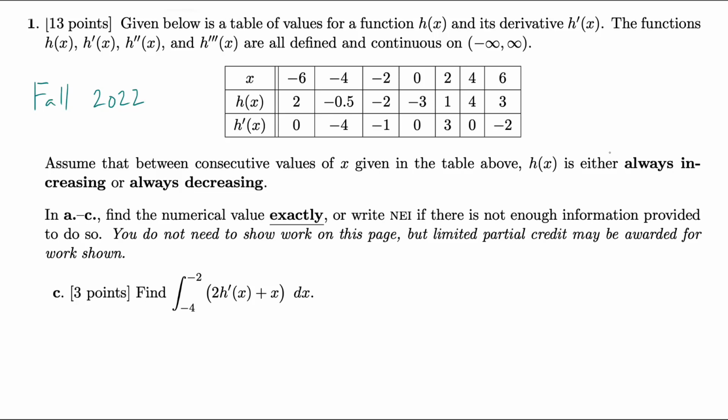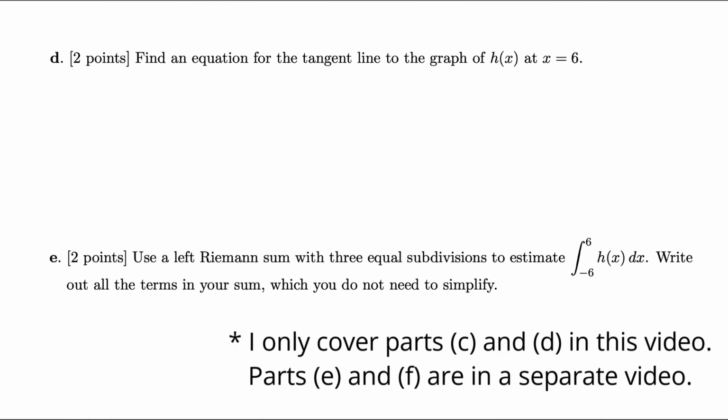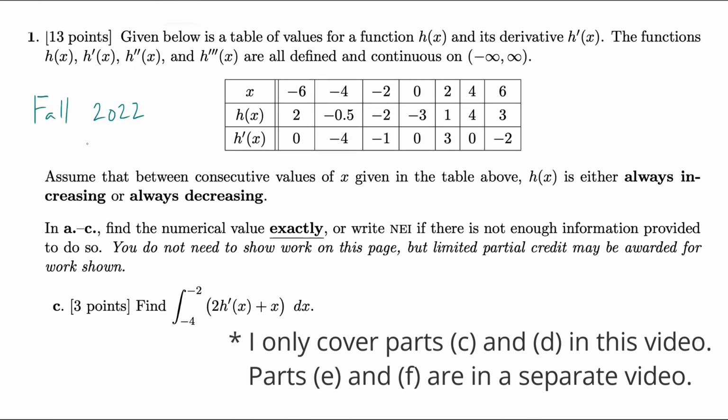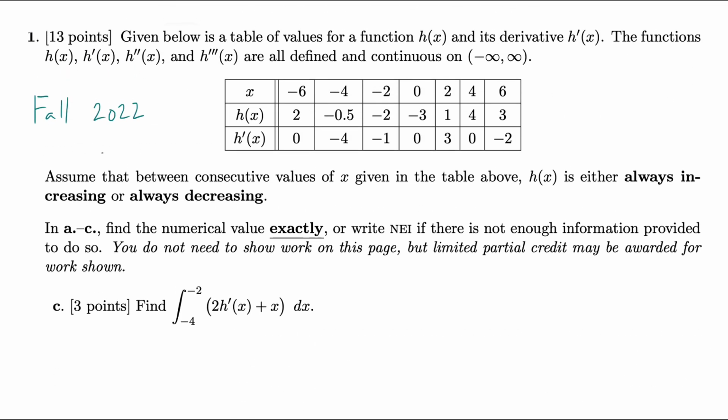We are going to take a look at parts C through F of problem 1 of AP Calculus 2022. I have a separate video for parts A and B, but you can watch this without having watched the previous one. Really, the key thing to know about this problem is that we have a table of h of x and h prime of x where all of these functions are defined and continuous at every point.